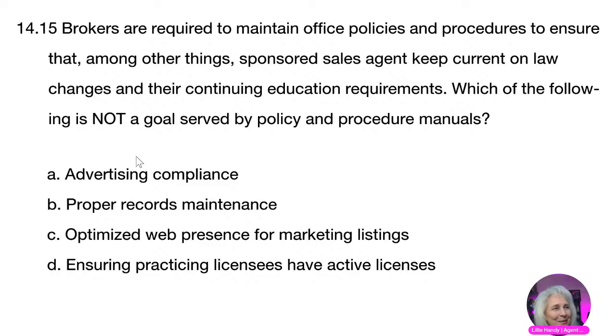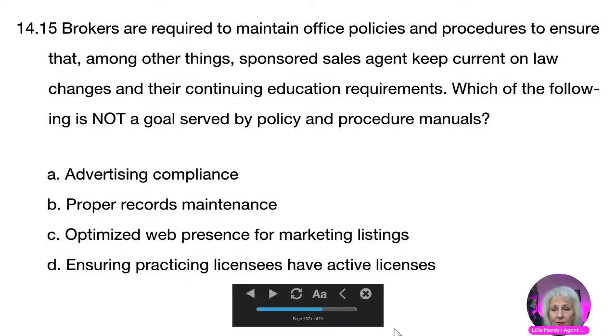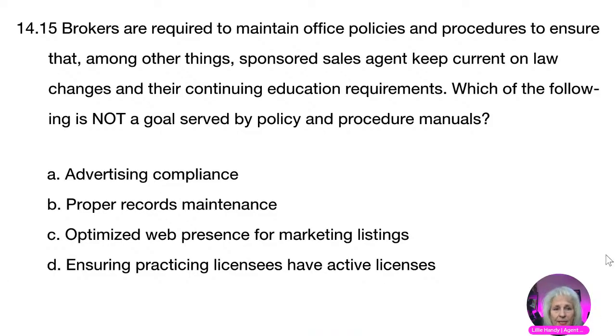All right, sorry. Brokers are required to maintain office policies and procedures to ensure that, among other things, sponsored sales agents keep current on law changes and their continuing education requirements. Which of the following is not a goal served by policy and procedure manuals? A, advertising compliance. B, proper records maintenance. C, optimizing web presence for marketing listings. Or D, ensuring practice licensees have active licenses. So what's the answer for number 15? It's not a goal served by policy and procedures. It's left to us to maintain.